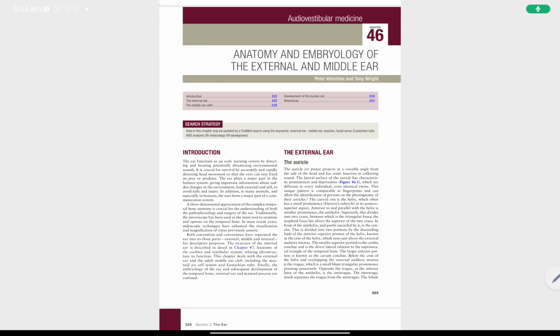Scott Brown's Otology, Audiovestibular Medicine, Chapter 46, Anatomy and Embryology of the External and Middle Ear. Today we are going to deal with the introduction and the external ear.